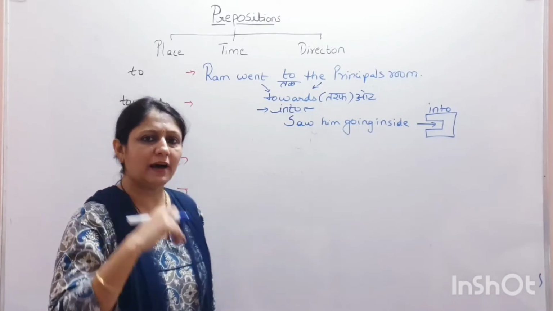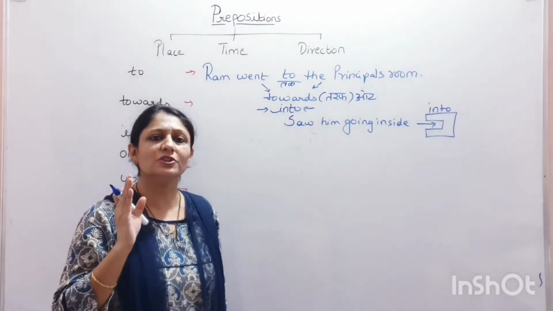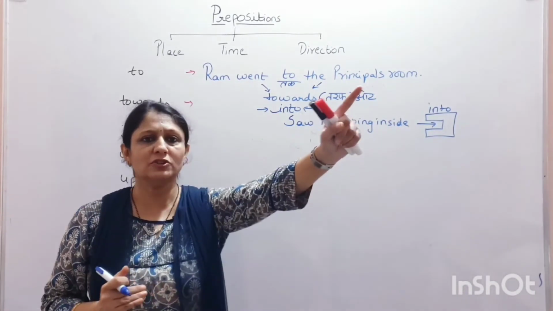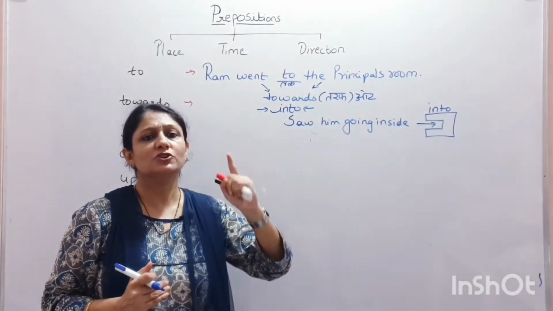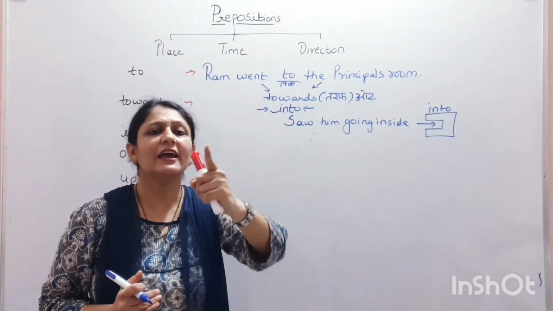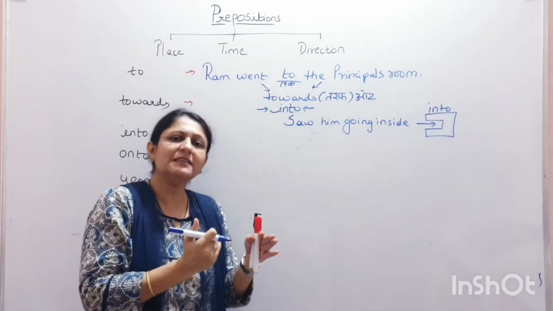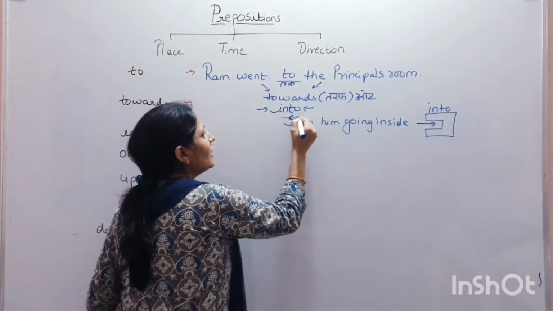For example, I am in this room. Yes, I will say I am in this room because you did not see me coming inside this room. But suppose someone saw me entering the room, then I will say Ravi saw me entering into the room. When something from outside enters inside something, we always use the preposition into.